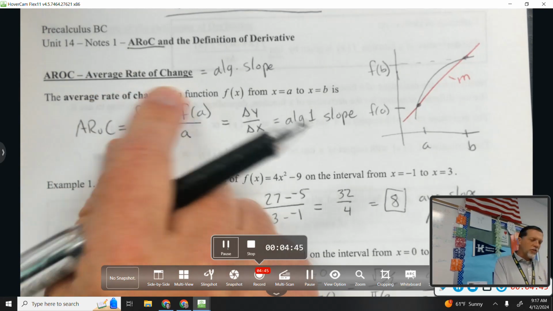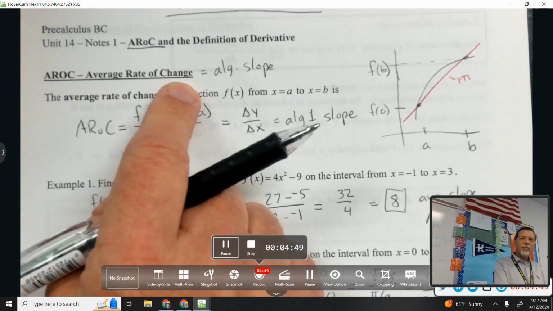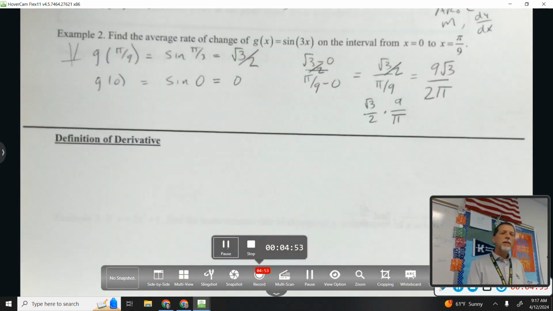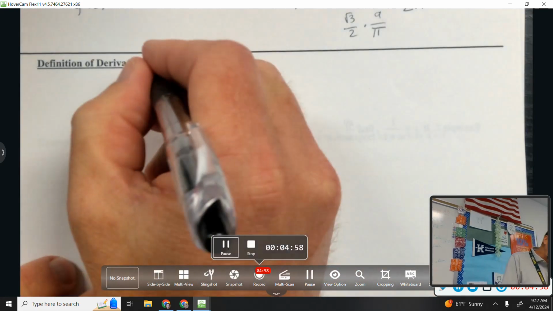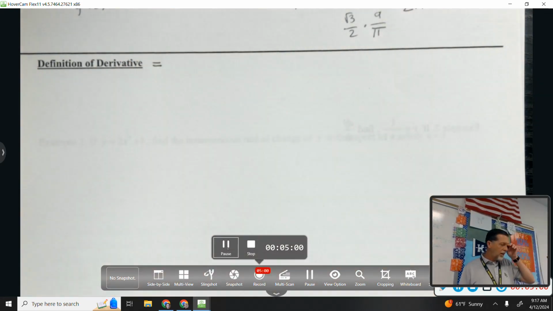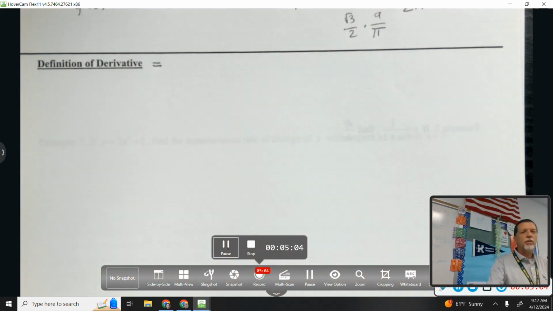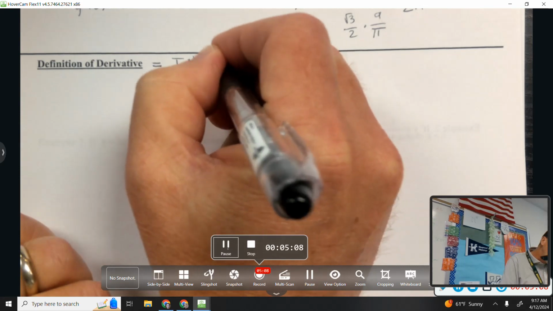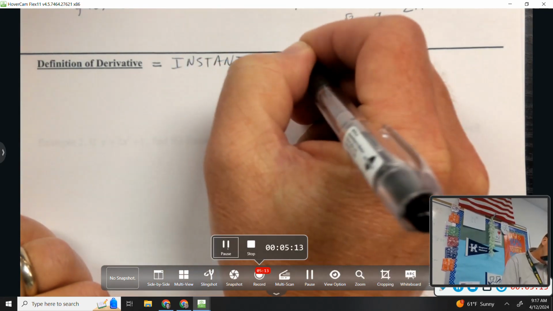I think we're starting to use this phrase in lower levels of math just so they'll be ready for it. Have y'all heard average rate of change before? Okay, good. All right, definition of derivative. Maybe the first thing we should say about a derivative, and this is where we get into the contrast with the average rate of change, is that a derivative is an instantaneous rate of change.